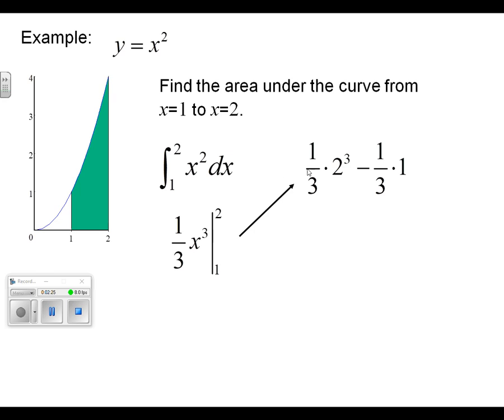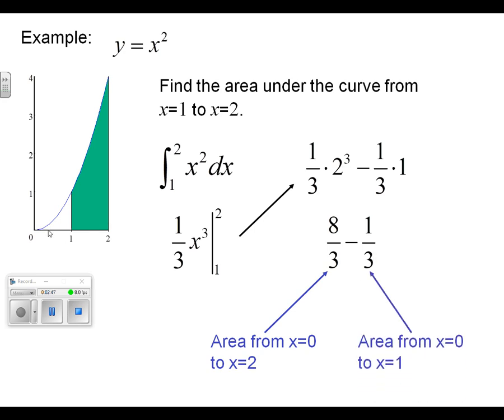So 1/3 of 2 cubed minus 1/3 of 1. So we get 8/3 minus 1/3. This is the area from 0 to 2. So notice how if I just do the ending point, that's the area from the origin all the way to that number. But then this number is this white unshaded part. So I'm taking the whole area minus this starting piece.